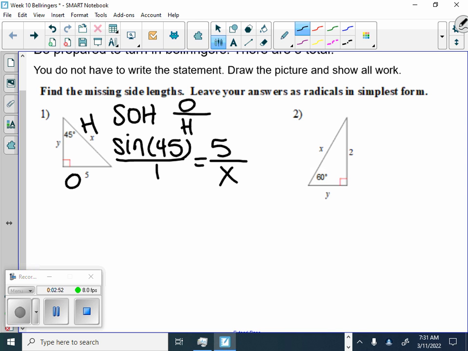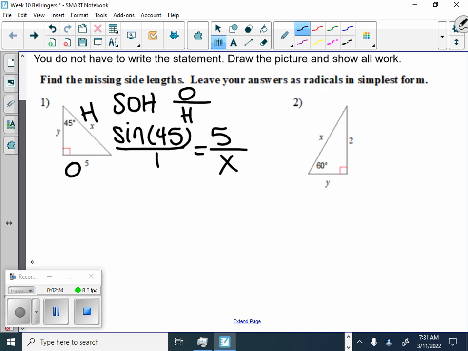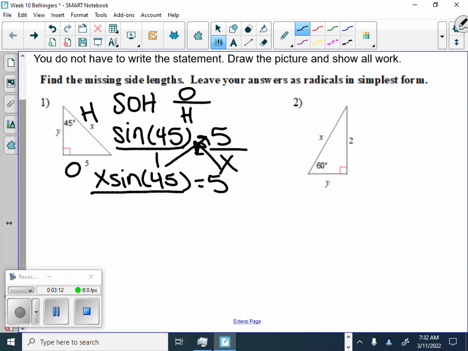From there you do the cross multiplication and solve. Okay? So you have X times the sine of 45, because this is getting multiplied, and on the other side of the equal sign, 1 times 5, which is 5. And the last thing, how do you get X by itself? Divide by sine of 45. Good.